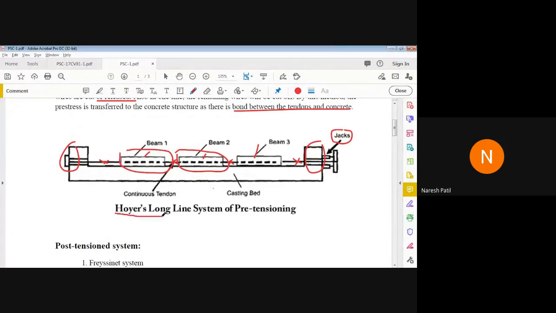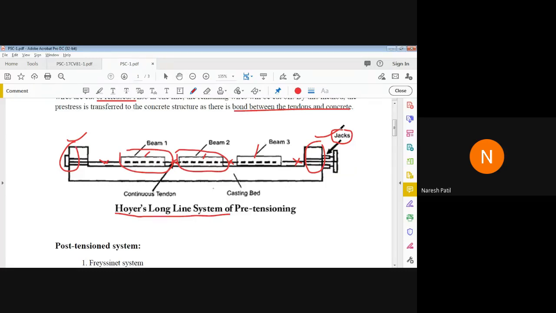So that's what is called the long line system. It means the distance between the two ends, so this is one end and this is another end, will be very high, or very long. In between that, a number of elements will be cast. So that's what is called long scale production, or large scale production. When large scale production is required, the pre-tension system and the Hoyer system will be used.